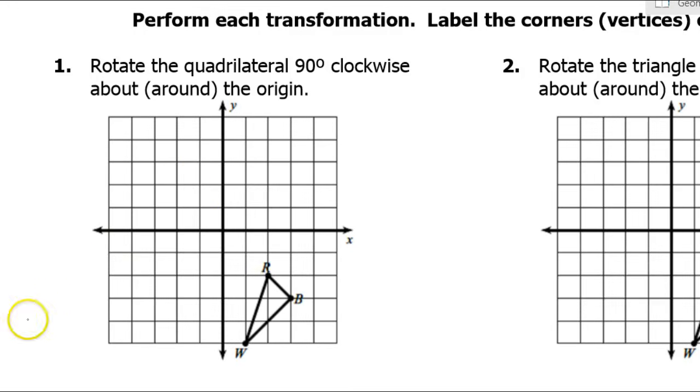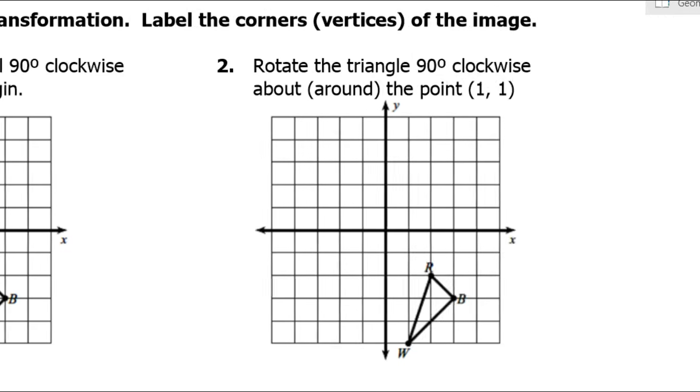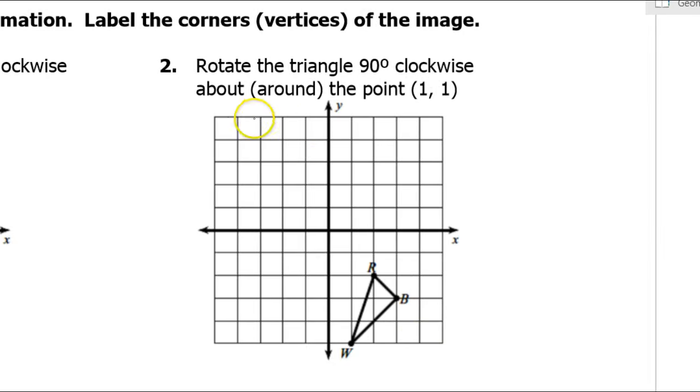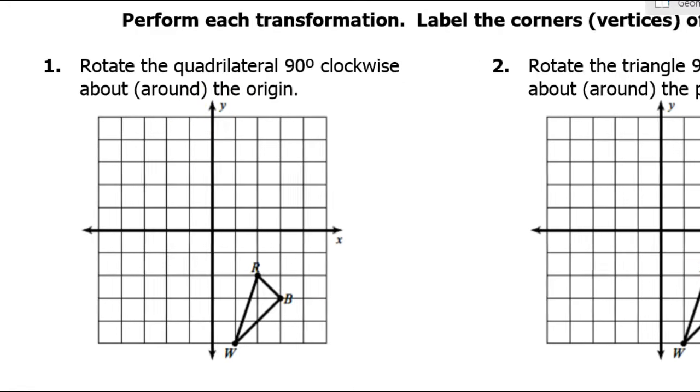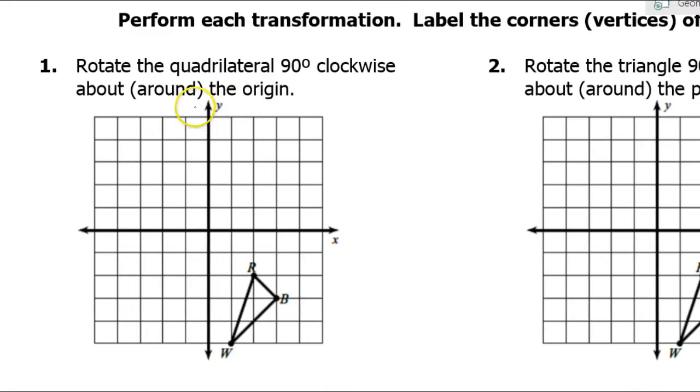In this video, it's my goal to teach you how to do a rotation of an image around a point that is not the origin. For example, when we get to problem number 2, we will rotate around the point 1, comma 1. But let's start off by remembering how to rotate when you are using the origin as the center of rotation.